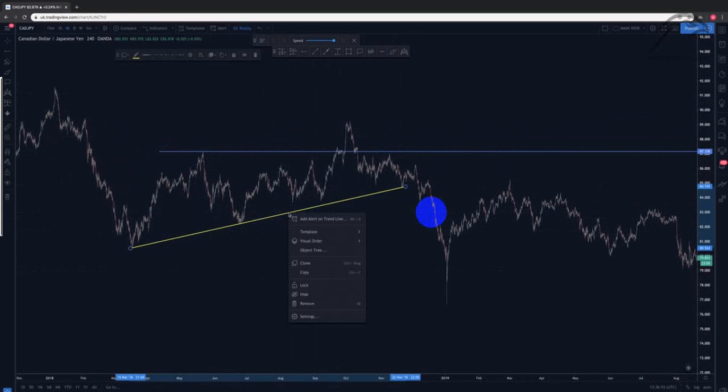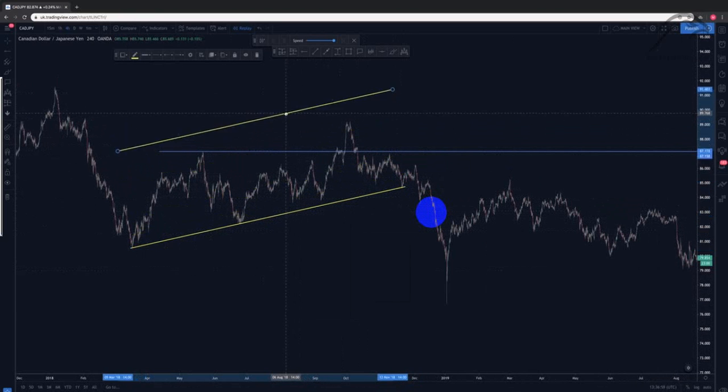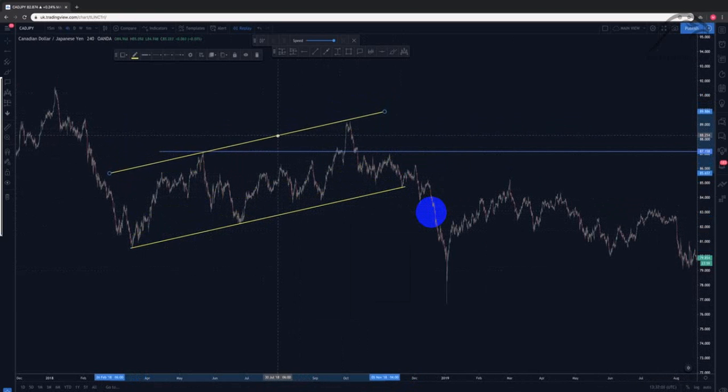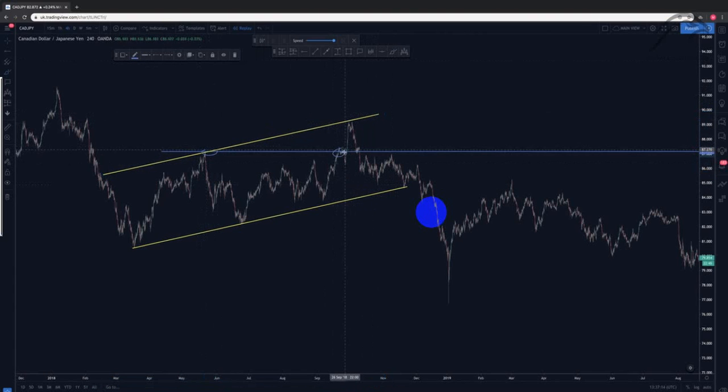Well, what you can do is right click on this and clone it. So you get the same sort of angle, and as you can see, quite parallel. We do trade a lot of these kinds of parallel channels. You can see it's not to the T, but you wouldn't have known that the trend line is here until we got a rejection.